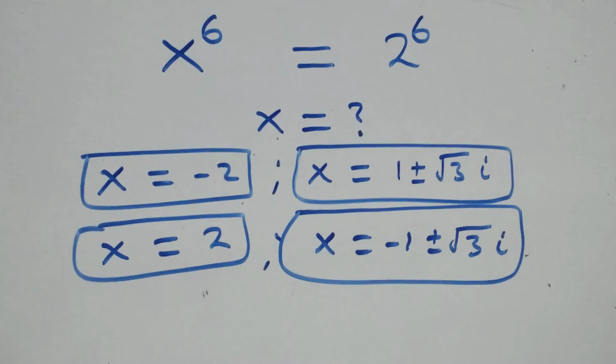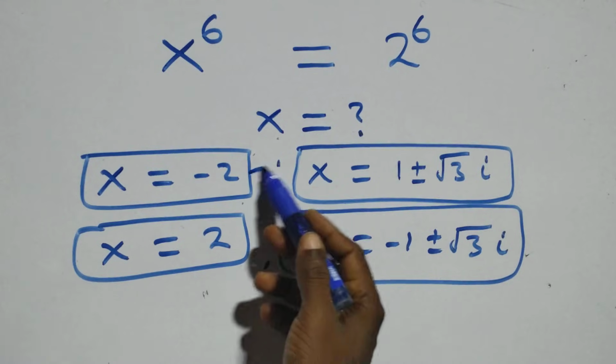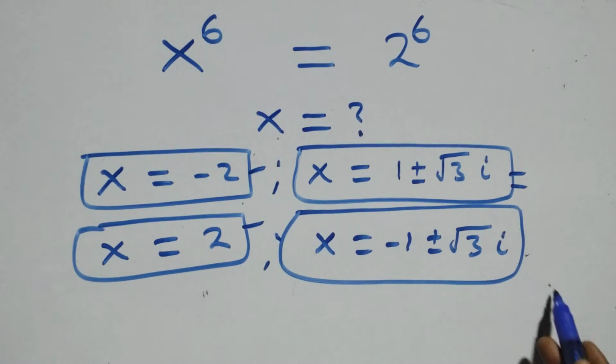And therefore, altogether here, we have 6 solutions in this problem. 2 real solutions here, 2 complex solutions here, and 2 complex solutions here.